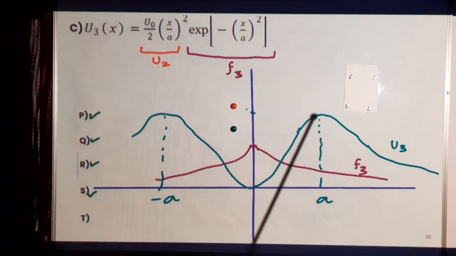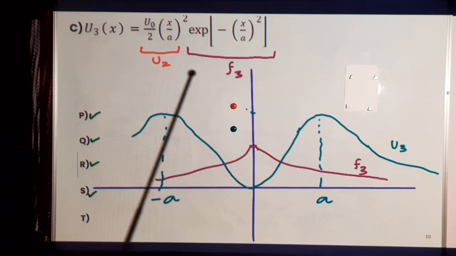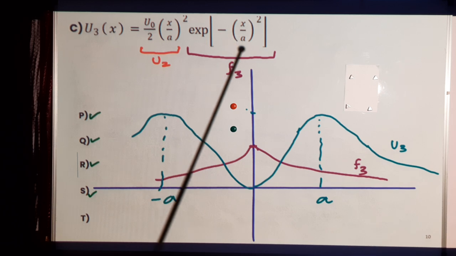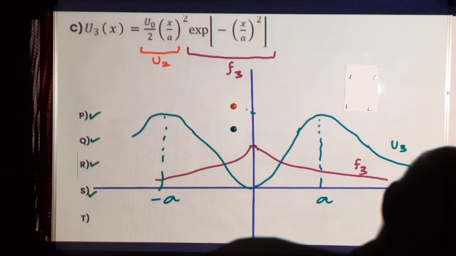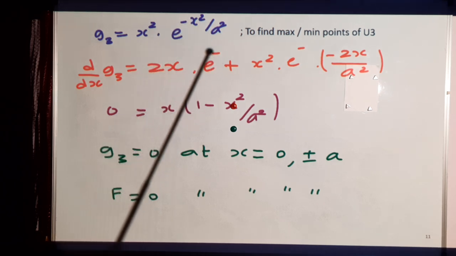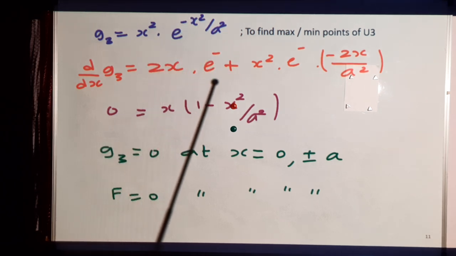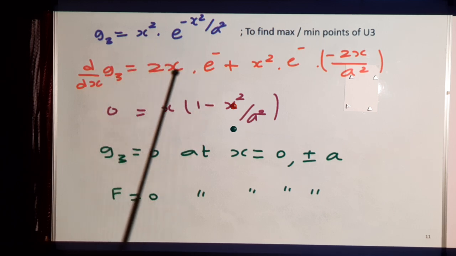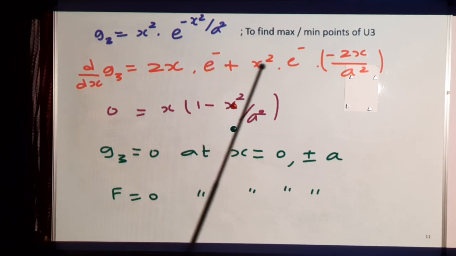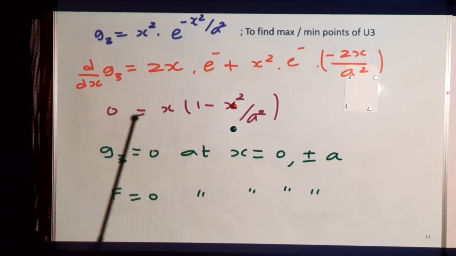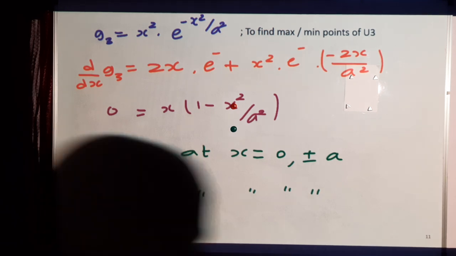To find the location where it becomes maximum, we can get that by differentiating with respect to x. The thing that will matter is x square and e raised to the power minus x by a whole square. If you find the maximum and minimum of this function, that will give me the location of the maximum and minimum of U3. So differentiating by the uv rule: 2x into e raised to the power this thing, plus x square into the derivative of this thing, which is e raised to the power whatever is there, and then 2x for this one. If you put it equal to 0, I'll get x equal to 0 and plus and minus a. So force is 0 at these 3 points.